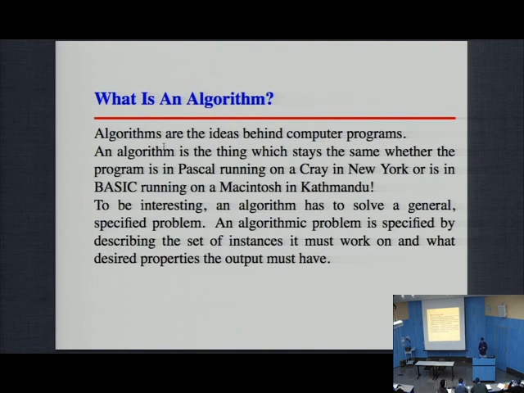Okay? So another catchy way of saying it that I once liked was that an algorithm is the thing that stays the same about a program. If it's written in Pascal, on a Cray supercomputer in New York, or maybe in Python on a PC in Stony Brook, it's something that doesn't change. It's a part of the program that doesn't change when you write it in a different language. That's another way to say it. And algorithms, to be interesting, have to solve well-defined problems. And they have to solve them in a correct way that works on everything.